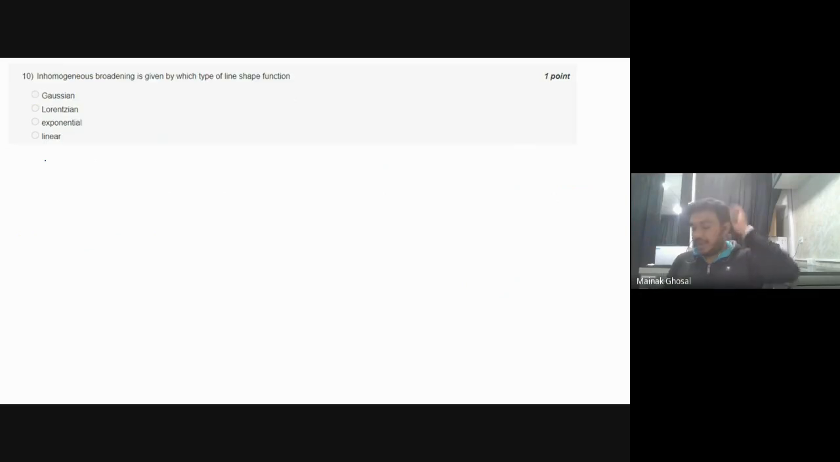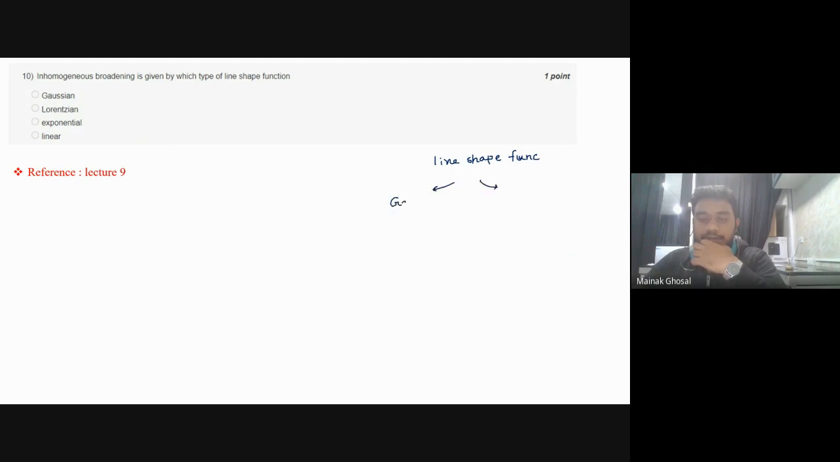So I'm coming to the last question that I'm going to solve today. Inhomogeneous broadening is given by which type of line shape function? In the beginning, I was talking about lecture 9, where Professor Bakshi explained these line shape functions. He has explained two different types. First, it is Gaussian, and another will be Lorentzian.